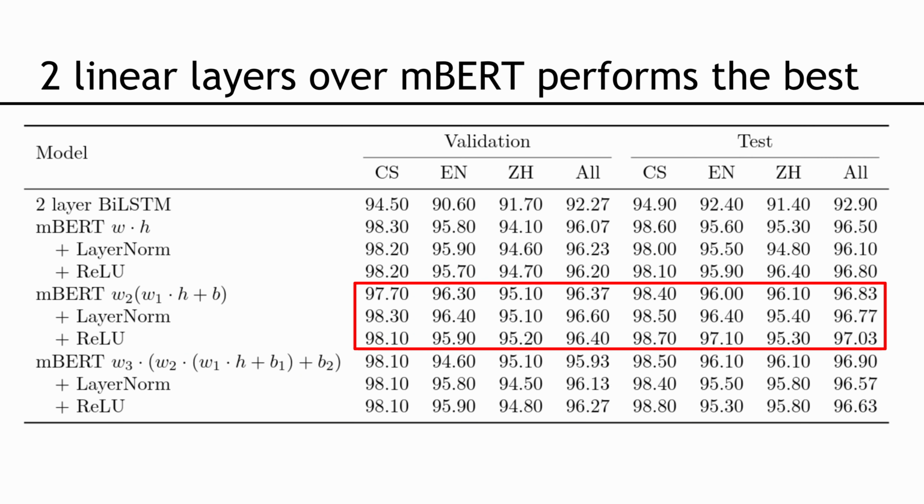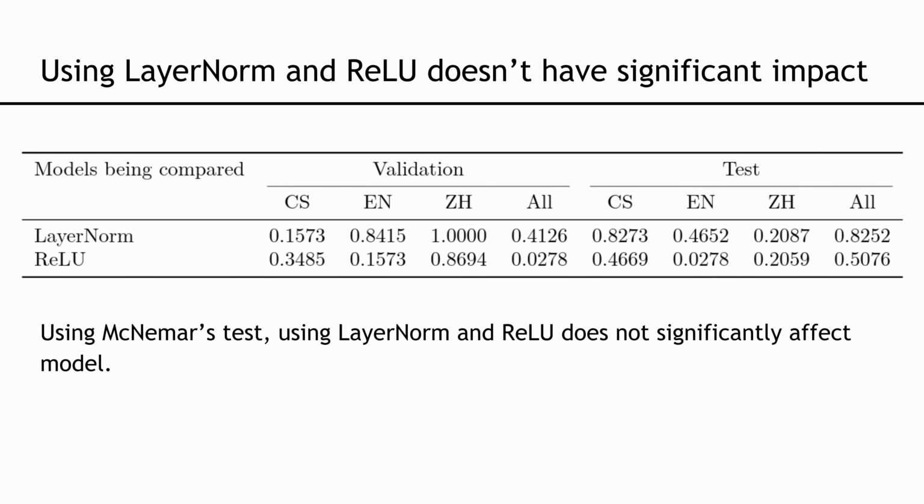Firstly, by testing our mBERT model, we found that our mBERT model performs better than the bidirectional LSTM model, and using two linear layers over the BERT results in the best performance of the mBERT model. Through further testing using McNemar's test statistic, we also found that the use of layer normalization and ReLU did not have a significant impact on the model. Having a lower test statistic means that there is higher confidence that it had a significant impact.